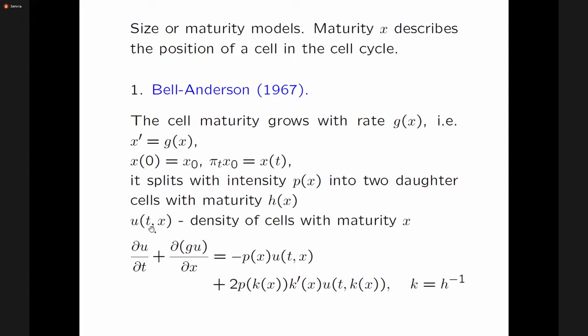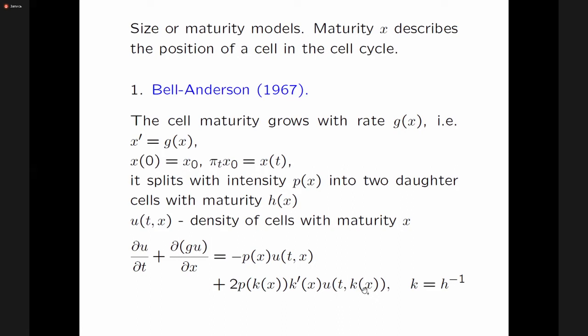And if you consider the distribution, not a probabilistic distribution, but the number of cells with a given maturity x at time t, then you satisfy the following equation. You see it is a partial differential equation with two terms on the right-hand side. One is non-local.